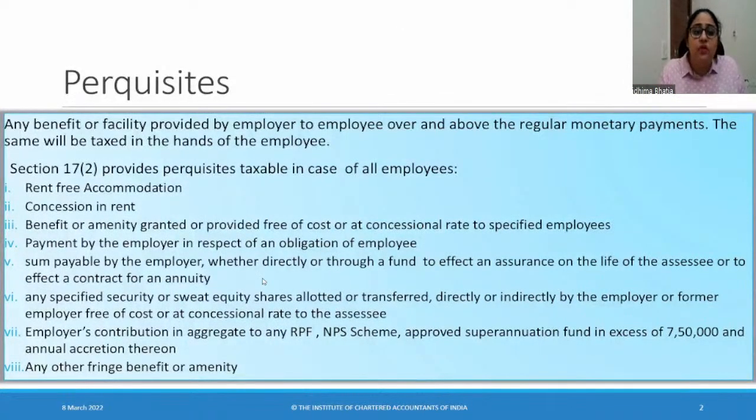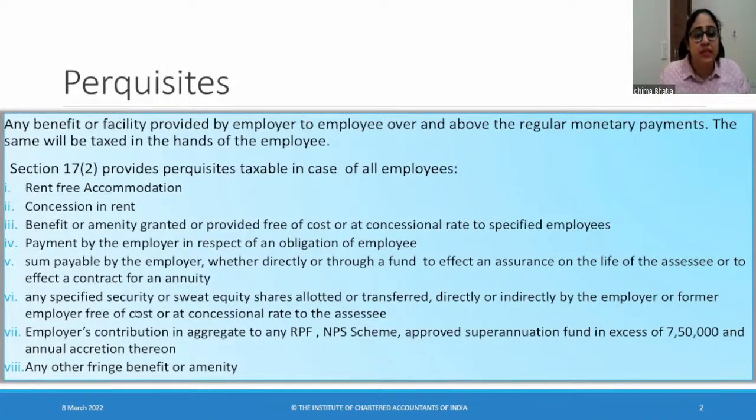So again, benefit or amenity granted or provided free of cost or at concessional rate to specified employees. Please highlight this thing. What is specified employees? We'll do it. Any obligation of the employee which is paid by the employer is again perquisites. Any sum which the employer pays as a premium to keep in effect the assurance of the life or an annuity contract is your perquisites.